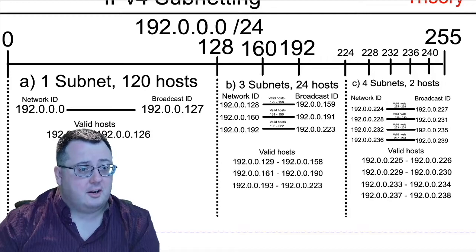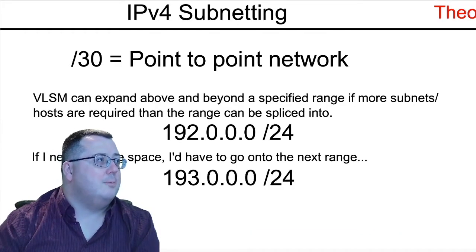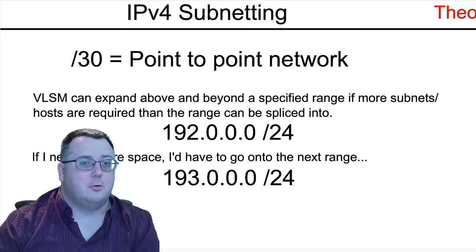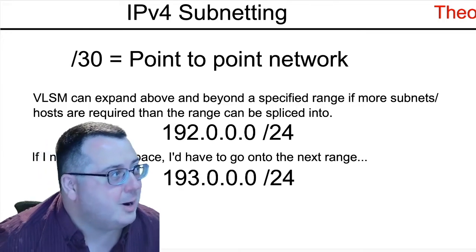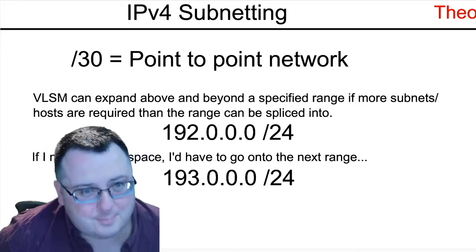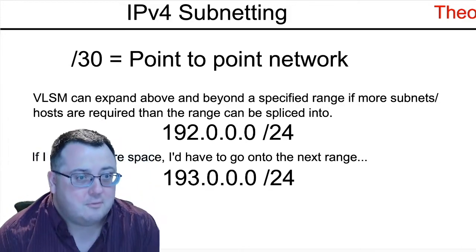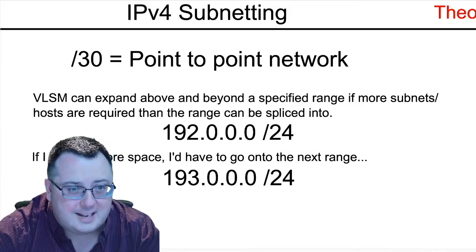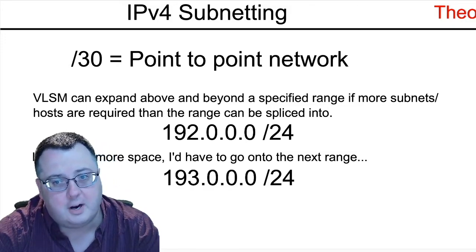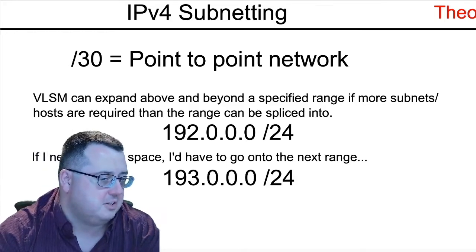So we're finally on to my final slide. A little bit about that last requirement, /30. It's called a point-to-point network because you're only going to have 2 hosts in it. So point-to-point makes sense, only 2 hosts. And something else that's interesting, variable length subnet masking can expand above and beyond a specified range if more subnets and hosts are required than the range can be spliced into.